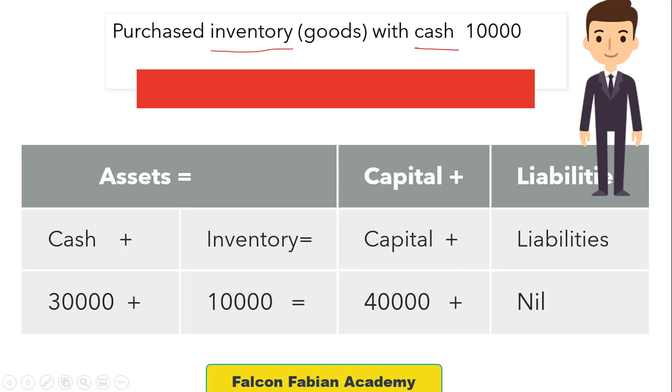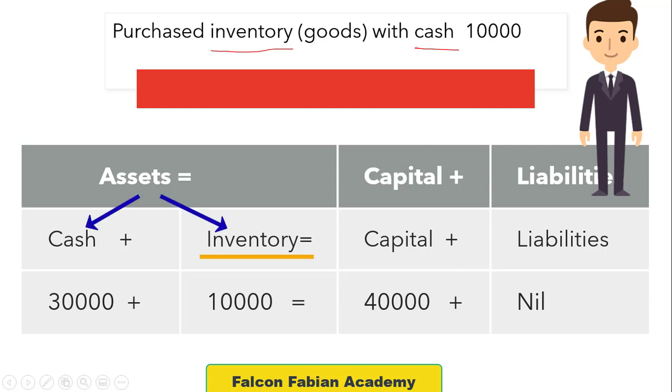So under the assets, I'm going to add one more column, because one more asset has come over here. Now the business has two assets. One is cash and the second one is inventory. So let's see what our equation is.